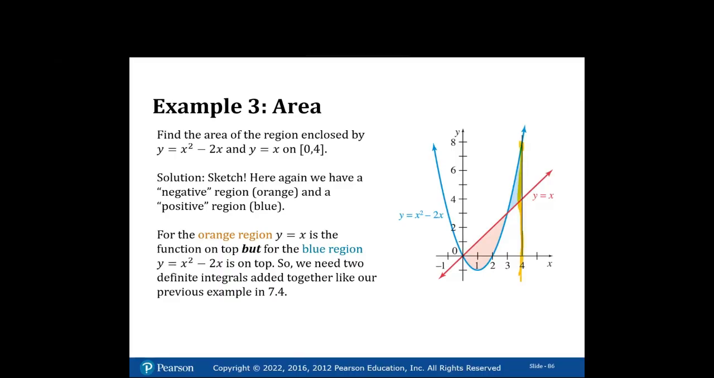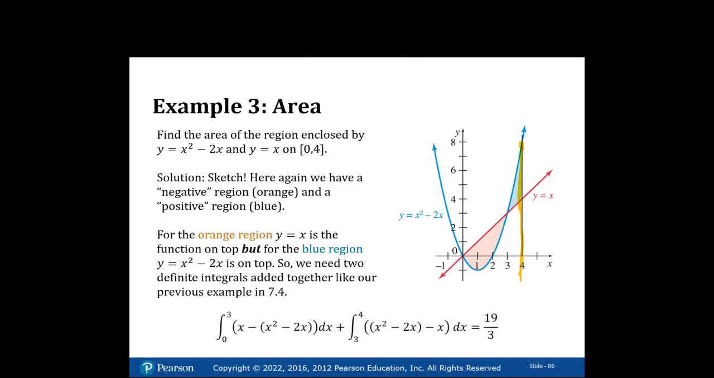Now, in this case, we have two regions, but they switch which function is on top. So in the orange region, y equals x is on top, but in the blue region, x squared minus 2x is on top. So because they flip like that, we need to separate it into two integrals like we did for that example previously, where part of the area was negative. But instead here, we're switching because my two functions flip who's on top, right?